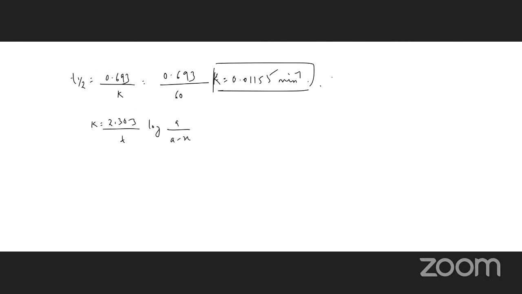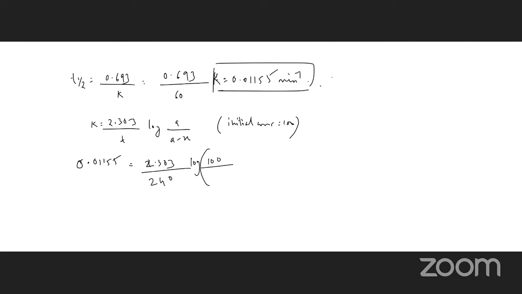So if we consider the initial concentration as 100, we have K, so let us put the value of K. K is equal to 0.01155. So 0.01155 is equal to 2.303 by T. Now we have to calculate at 240 seconds. What percentage will be left over after 240 seconds? So A is equal to 100, log of 100 by A minus X.